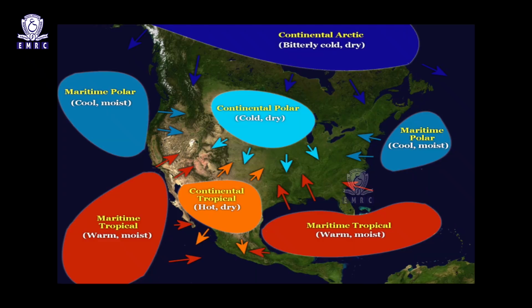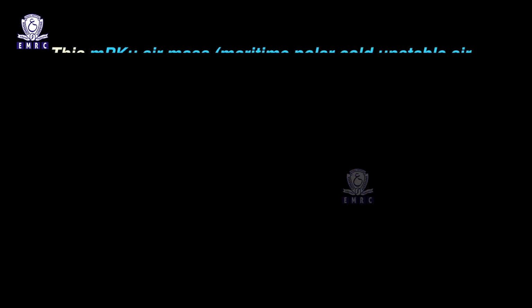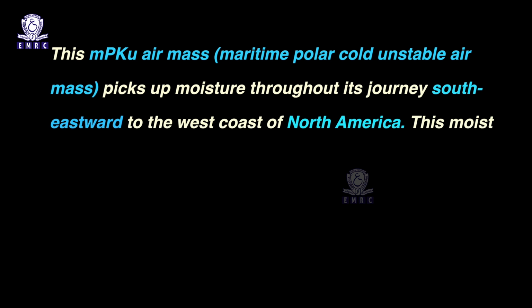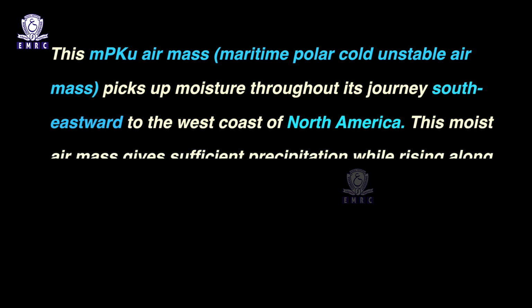Consequently, when the cold maritime polar air mass comes over this area, it is warmed from below and thus becomes unstable. This maritime polar cold unstable air mass picks up moisture throughout its journey southeastward to the west coast of North America.